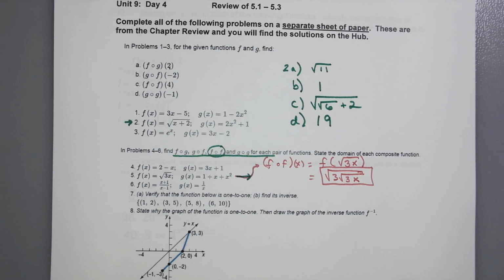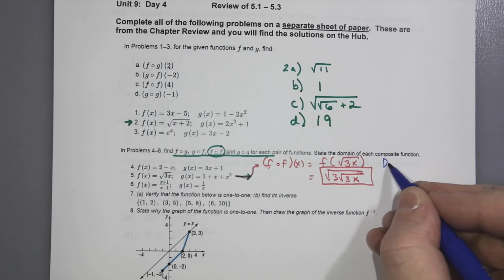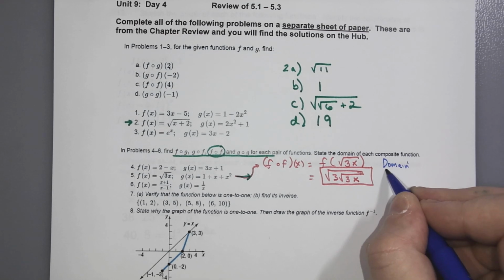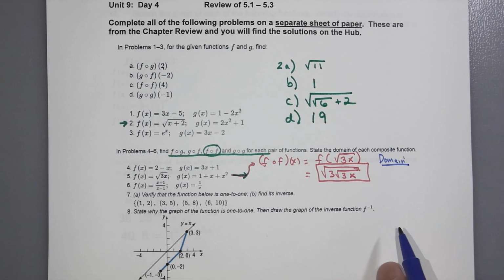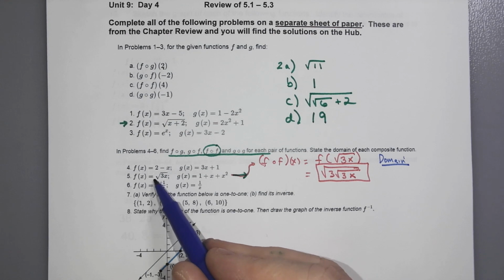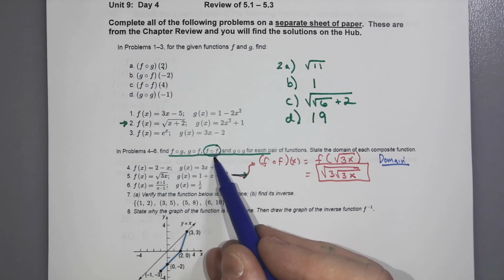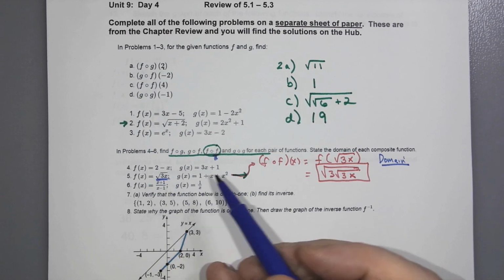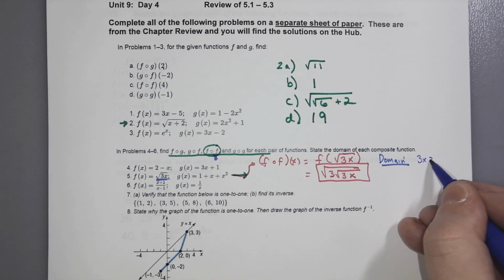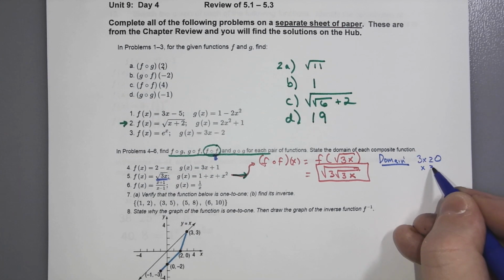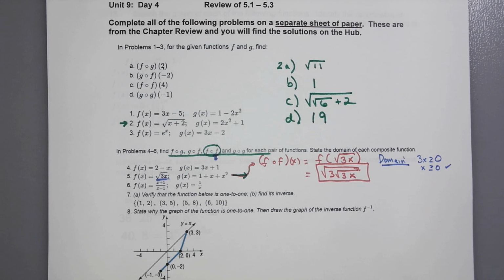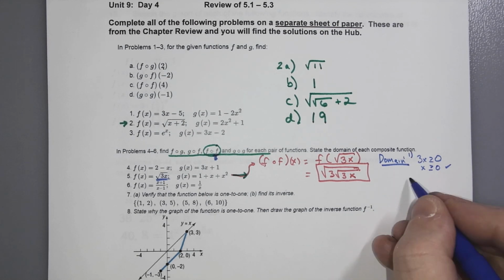Then it asks us to do the domain. And remember, to do the domain, it's a two-step process. First, find the domain of the original function, so the original input, which was f. So there I would need 3x to be bigger than or equal to 0. So I need x to be bigger than or equal to 0. That's one domain. That's what I call stage 1.